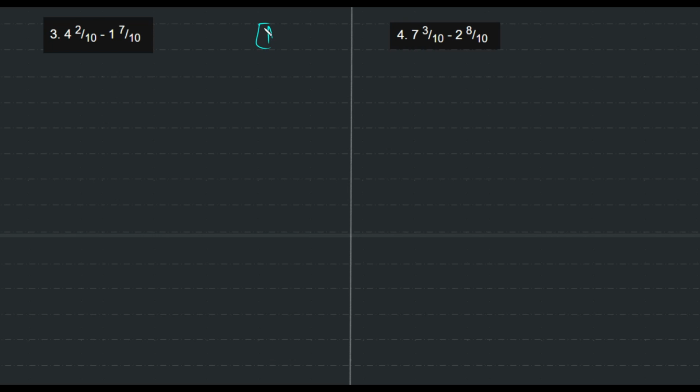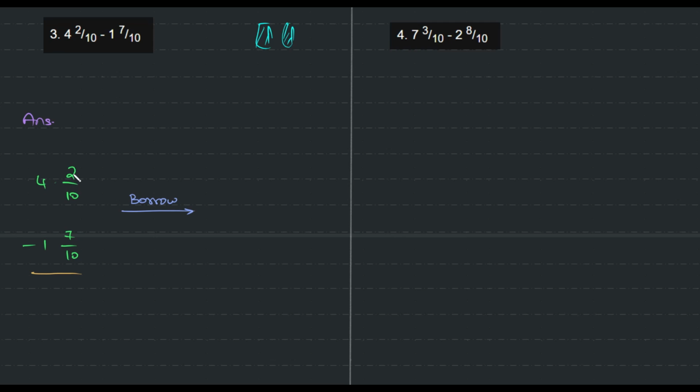This is the tricky one. But yes, if you have the fundamentals right, then it's not that hard. So we have 4 and 2 tenths, and 1 and 7 tenths. So clearly we can't do the subtraction over here, so we need to borrow.